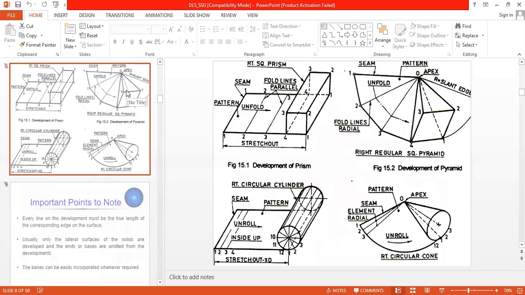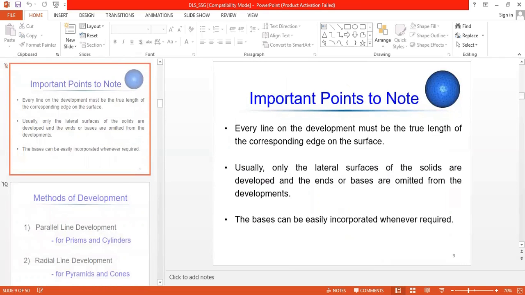If we go next, you can see here a development of the prism. This is the stretch-out area, this is unfold, then this is seal, this is known as the pattern. So there are different nomenclatures. This is the prism, this is the pyramid, then this is the cylinder, and this is the cone. So we can do the DLS of the different solids that are shown here.